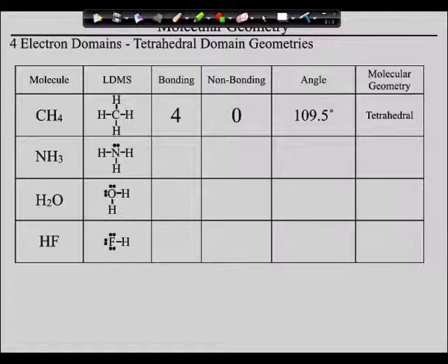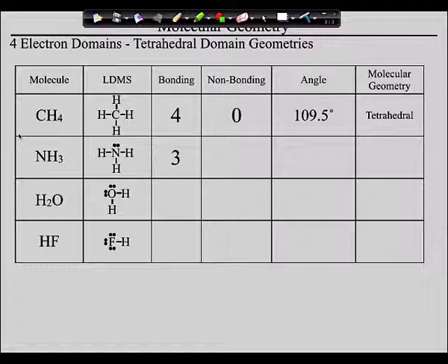Now let's do NH3. So guys, NH3, how many of these 4 domains are bonding domains? 3. How many of these 4 domains are non-bonding domains? 1. So guys, now this gets a little different, because this is actually what NH3 looks like. You've got the blue nitrogen, you've got the 3 white hydrogens, but guys, what is not represented in this model? The non-bonding pair of electrons. Now guys, think, and if you need to flip your paper over, you can do that. Guys, what do these bonding domains look like?